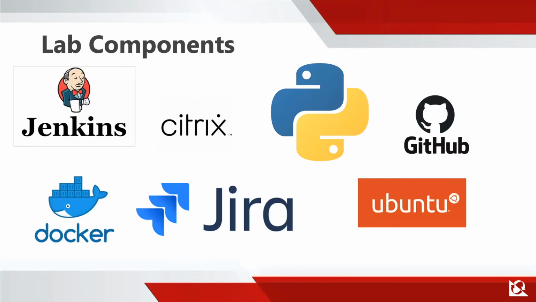Before we jump into the lab, I just want to review what we have in it. We have an Ubuntu server which hosts Docker. One of the Docker containers is Jenkins, so that's going to be kicking off all of our jobs for us. Jenkins will kick off Python scripts that are held in GitHub to send requests to the NITRO API. And then after the NITRO API is complete, it actually sends requests to Jira to create a ticket.